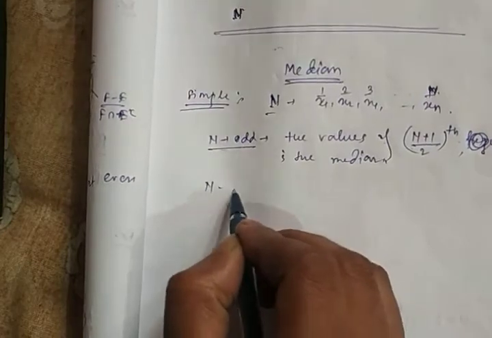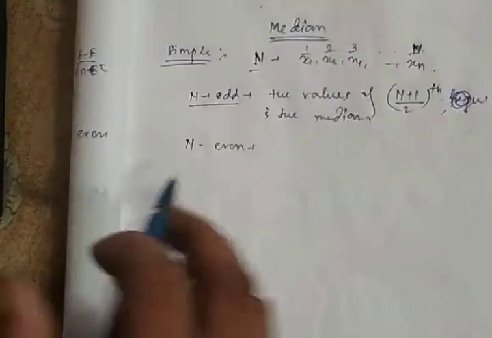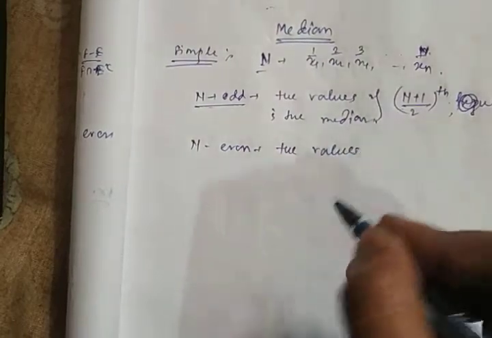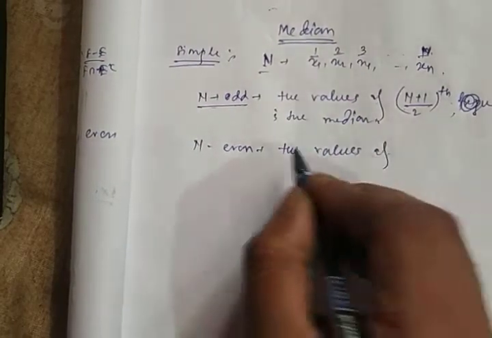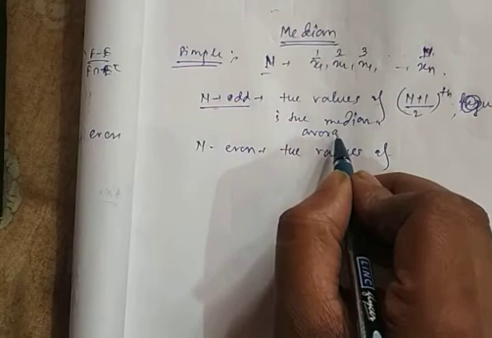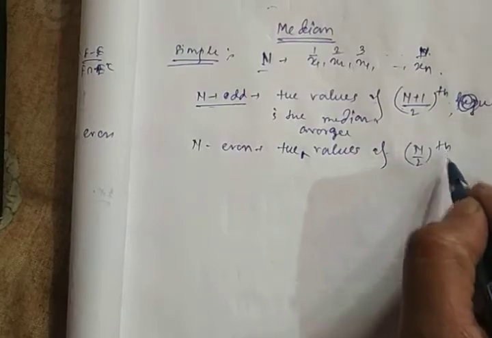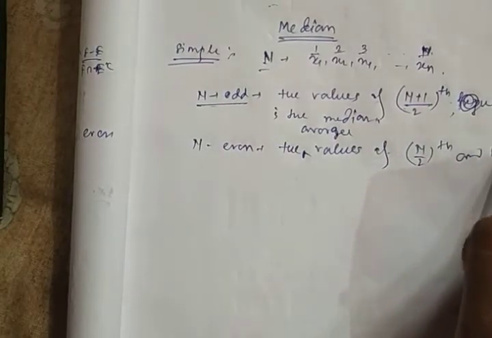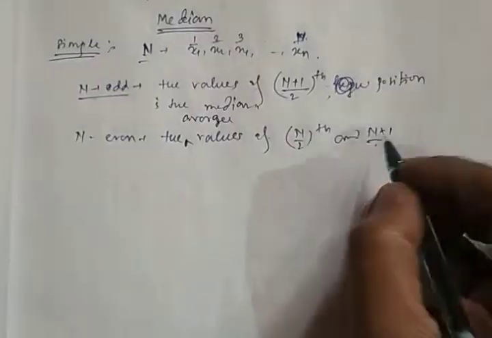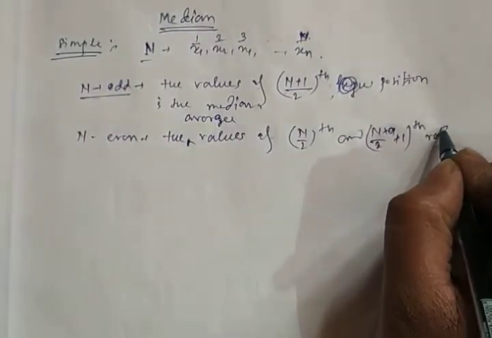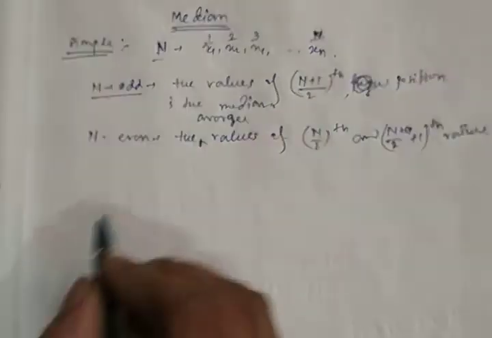If n is even, then the average of the n by 2th and (n by 2 plus 1)th values is the median.